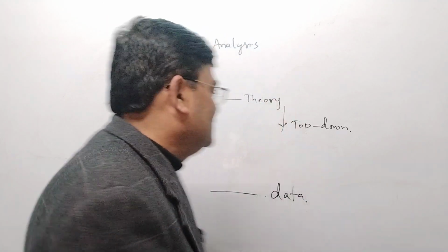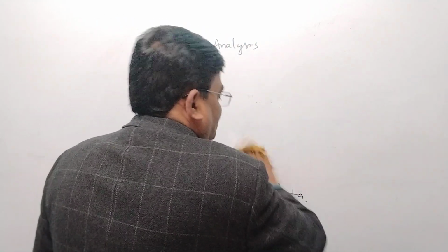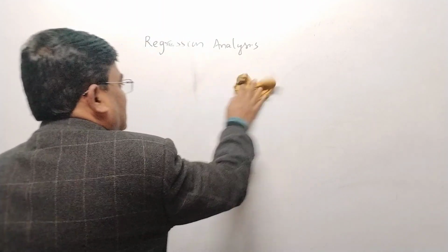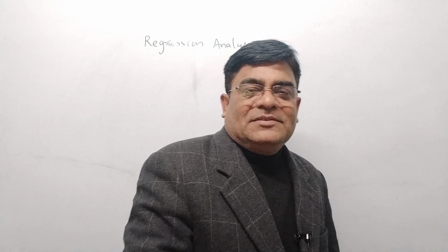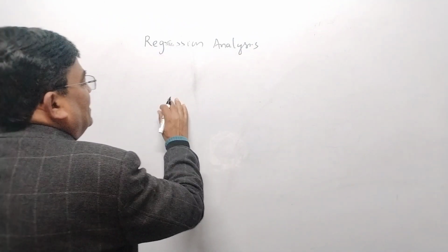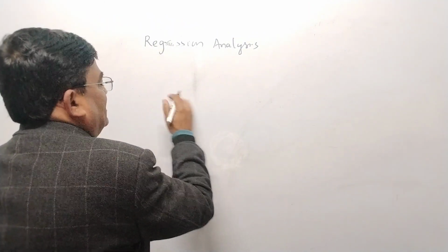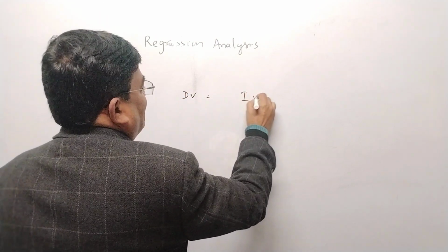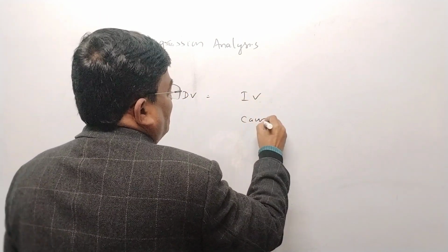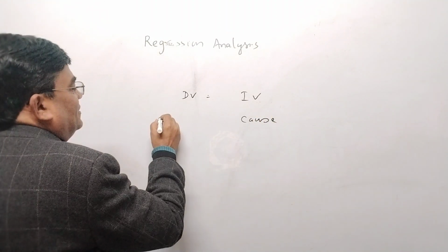Let me tell you one thing, that in theory what happens is cause and effect, what causes what. So one thing you can say is the dependent variable, and the other is called the independent variable. Independent variable, you know this thing, that the presumed cause is this one, and this is the effect.